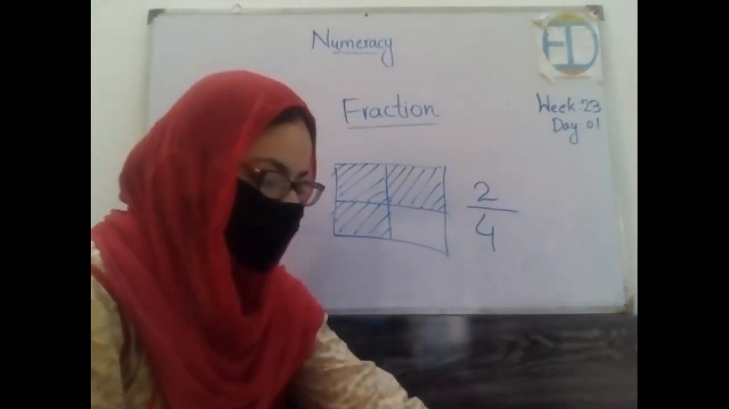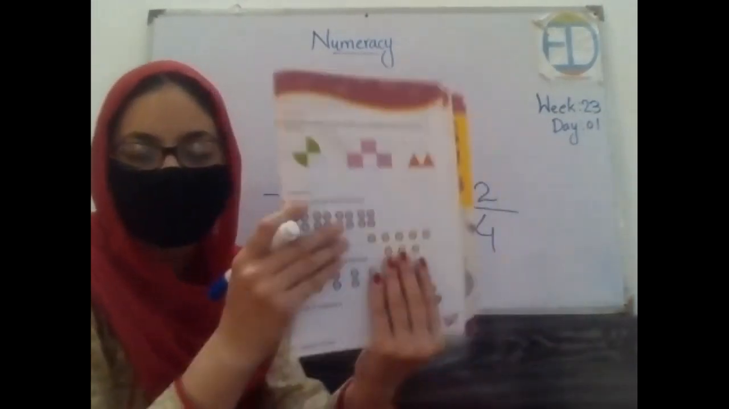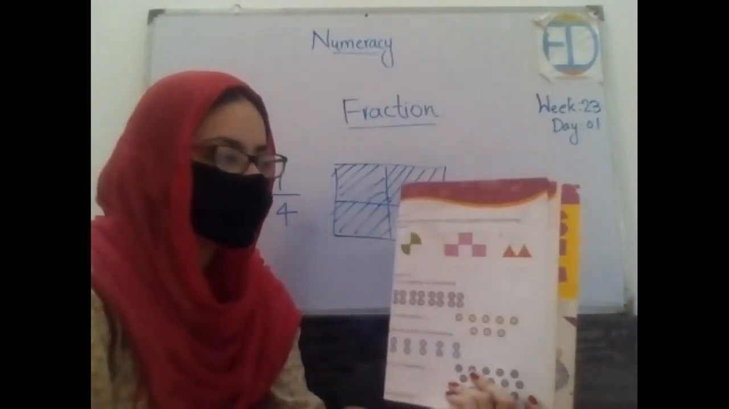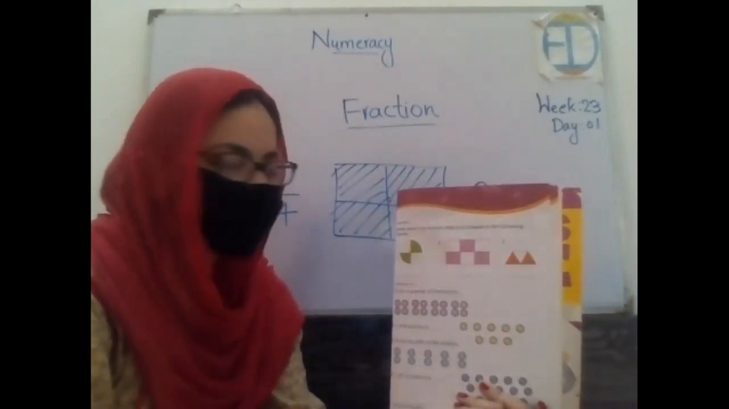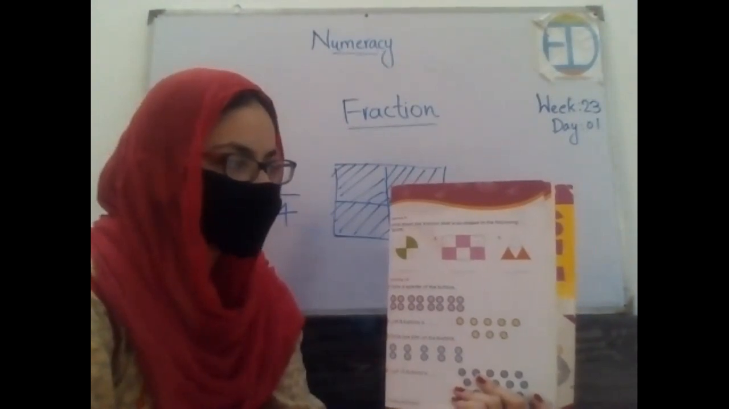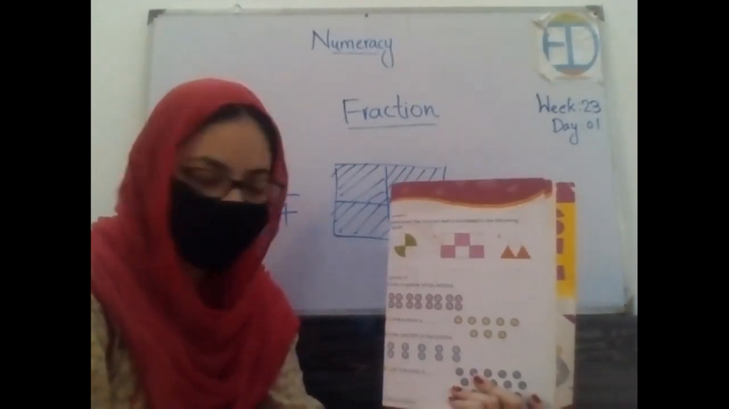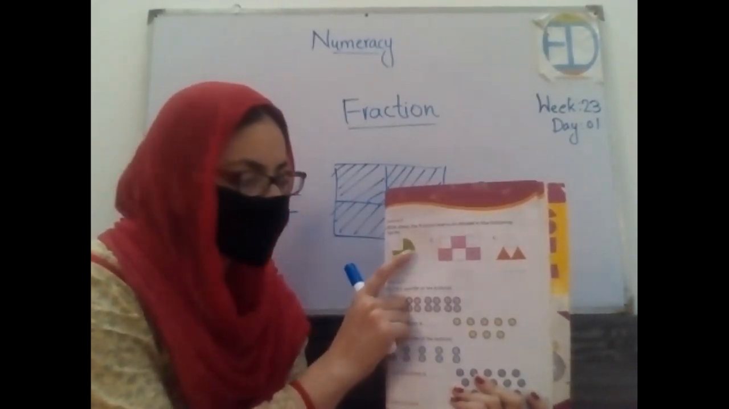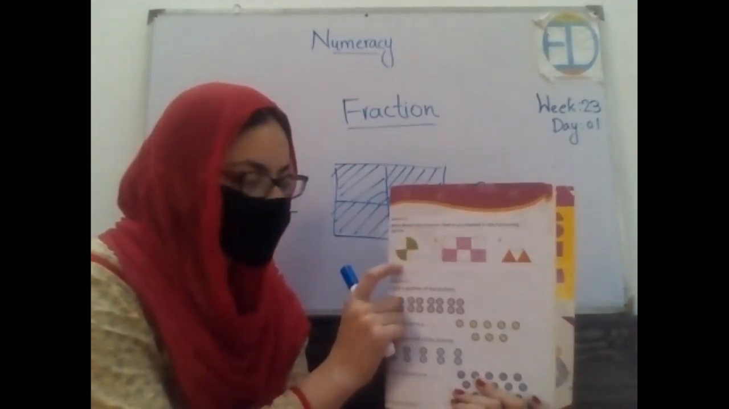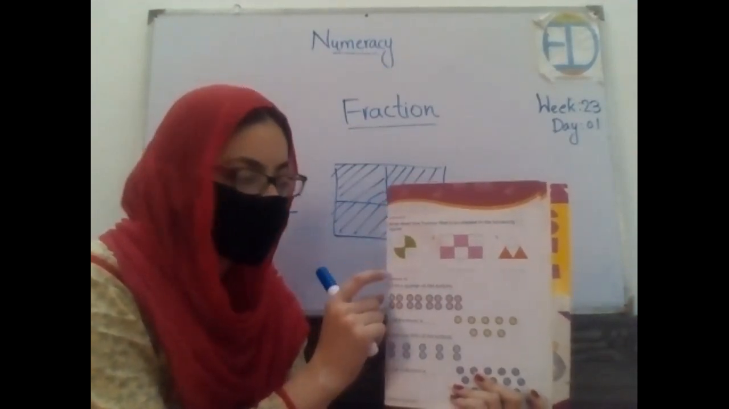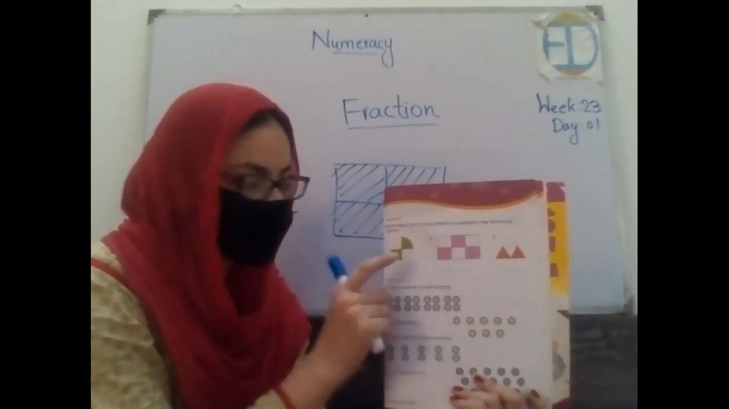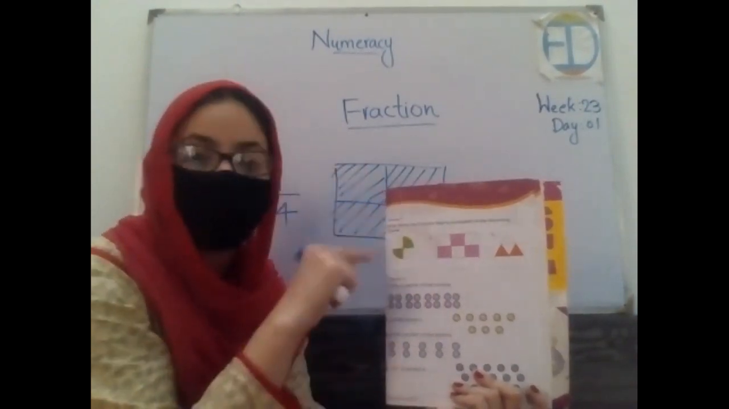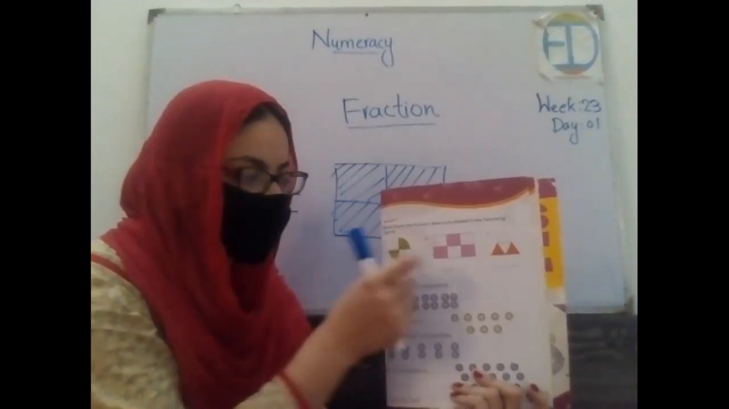So now I want you to please open your book, page number 117. This is page number 117. The very first question is related to the fractions. It says write down the fractions that are unshaded in the following figures. Now, if we talk about the first one, how many of them are unshaded in it? 1, 2, 3, 4. So the numerator would be 4. And what would be the denominator? What is the total number? 8. Excellent. So the fraction would be 4/8, right?